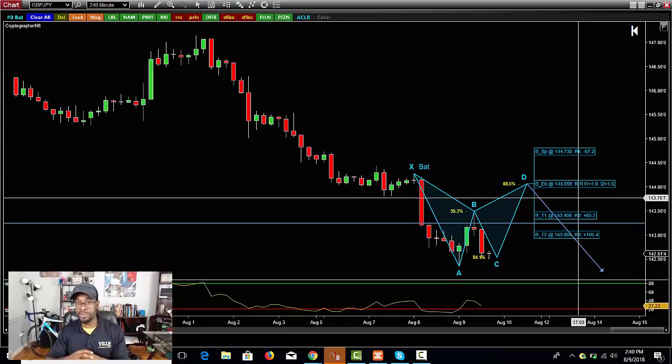Or you can do a little bit of both. You can kind of have the best of both worlds. You can take your normal targets off for the bat pattern, and then leave an extra position on for that potential continuation down, right? And that's a technique that we teach when you find advanced pattern formations that come within bigger trend continuation opportunities.